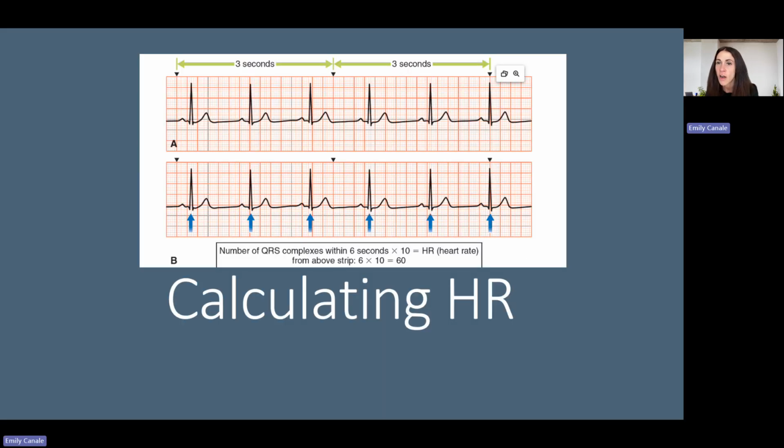Again, calculating your heart rate, 6-second strips. Take the number of QRS complexes within 6 seconds and multiply it by 10, and you will get your heart rate. So again, 1, 2, 3, 4, 5, 6, 60 beats per minute. Does that fall within normal sinus rhythm? It sure does. So that's not sinus bradycardia. That's not sinus tachycardia. That would be normal sinus rhythm.